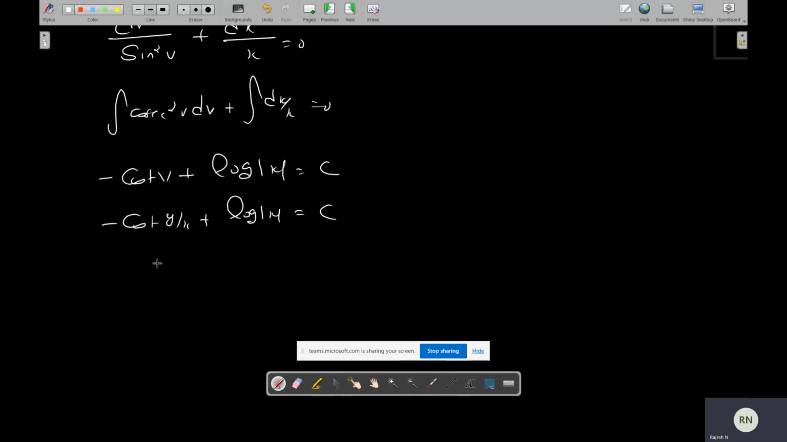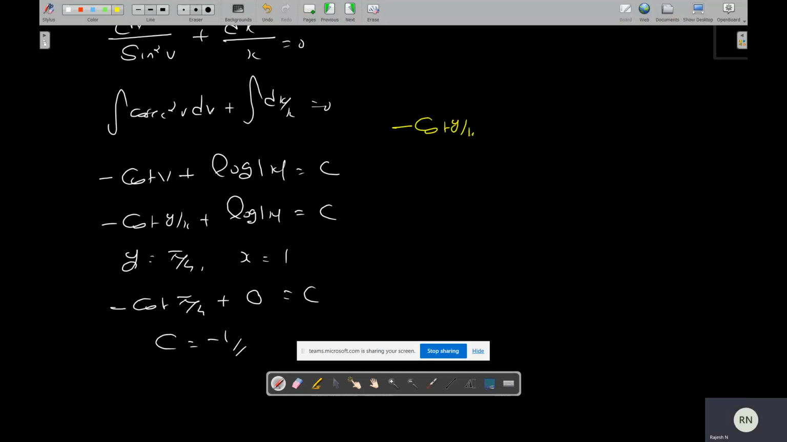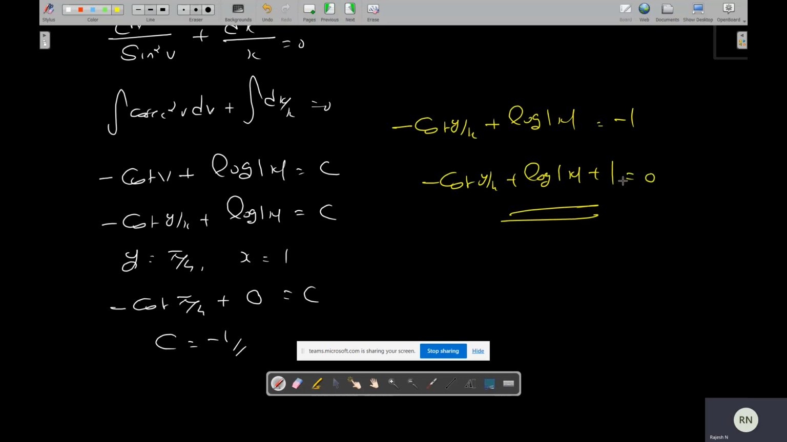Now what is given? Y is equal to pi by 4, x is equal to 1. That means minus cot pi by 4 plus log 1, and log 1 is 0, is equal to c. Therefore, c is equal to minus 1. Therefore, solution is minus cot (y by x) plus log modulus x is equal to minus 1. Or we can write it as minus cot (y by x) plus log modulus x plus 1 is equal to 0. This is the answer.